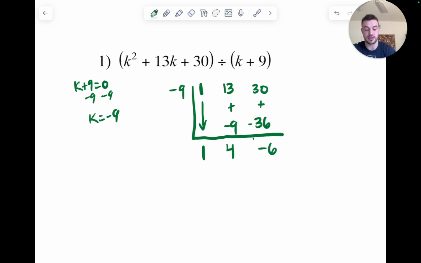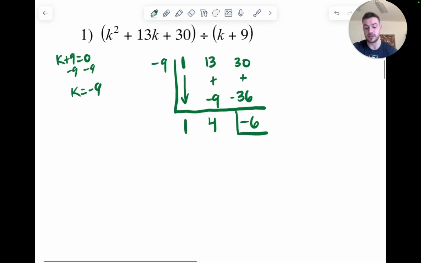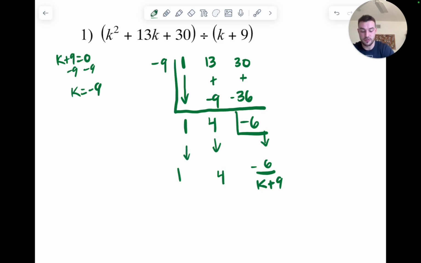How this works is our last value here is always going to be our remainder when we do division, the part that is left over. So our answer here is we have our remainder. It's -6 over k plus 9, because it's a value we still would need to divide. Then our 4 is going to be our 4 times k to the 0 power, or just 4. And then this will be the coefficient for k to the first. And I'm going to add in between here.